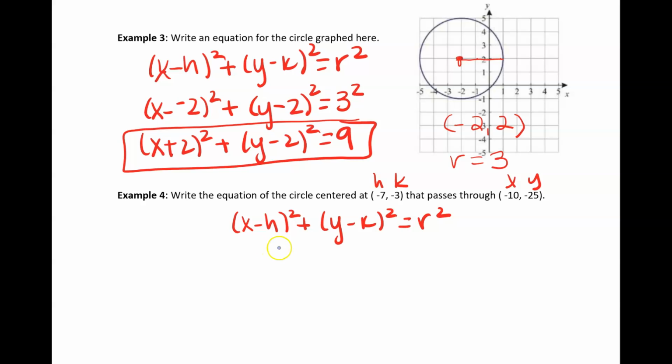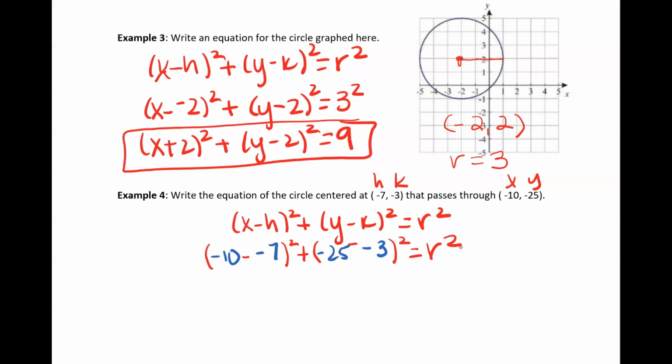So I know that h is -7. I know k is -3. I know that x is -10. I know that y is -25. I'm going to bring down everything else. Now I had a minus from that formula. And I don't have r squared.